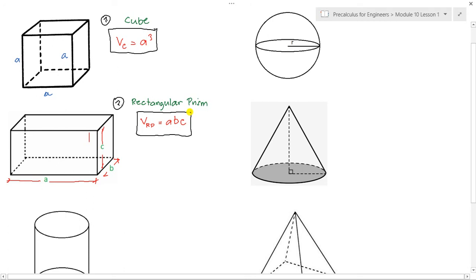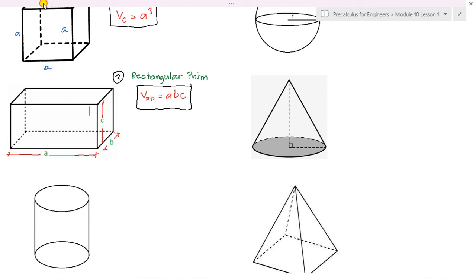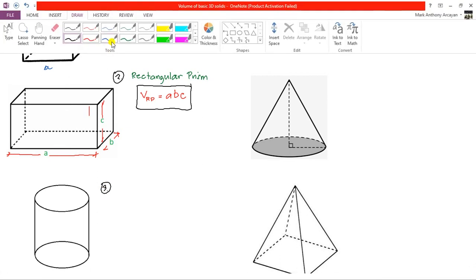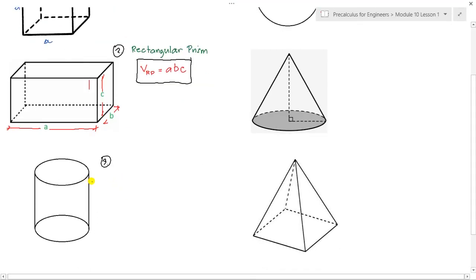Okay, so humana sa rectangular prism, then for number 3, unsa man siya? Unsa man siya nga 3D solid? Okay, cylinder. Yes, cylinder. Before that, for a cylinder, since its base is a circular shape, therefore it has a diameter D, or you can have the radius, and then of course, the cylinder has a height.